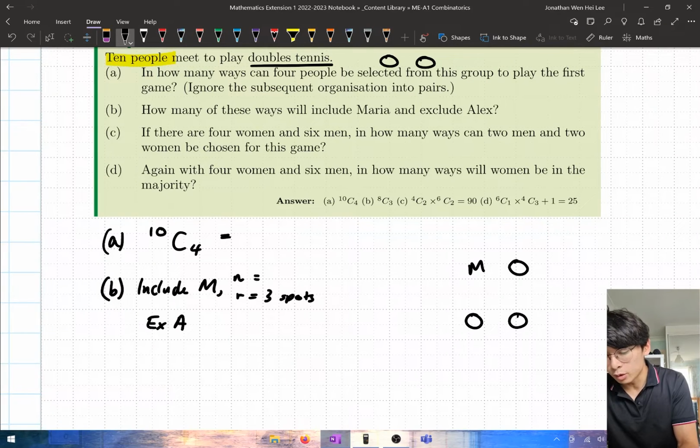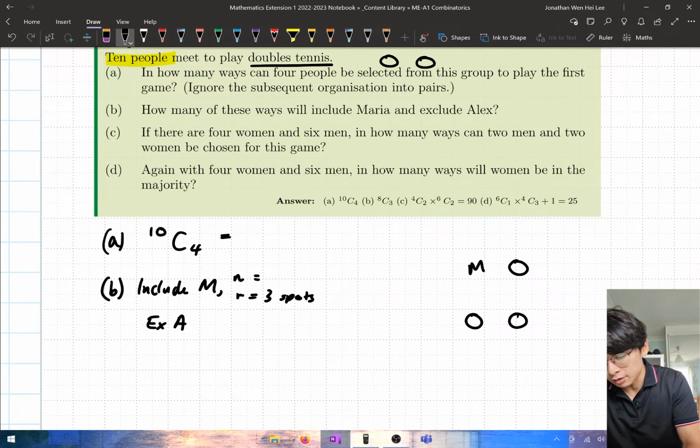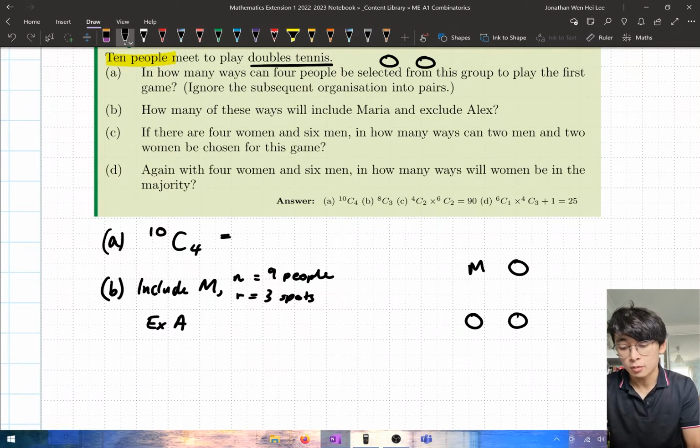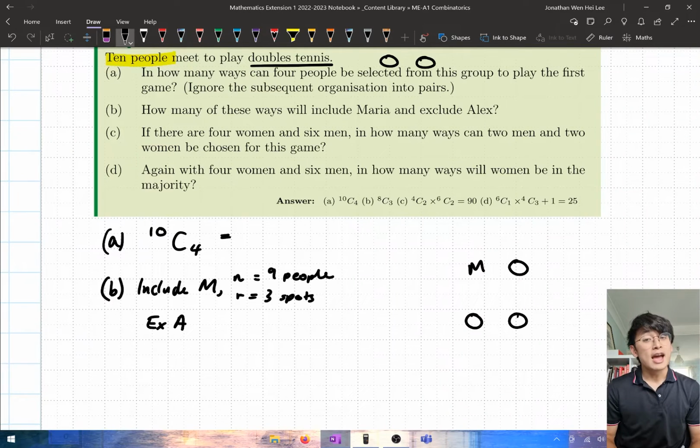How about n? We already started with 10 people. If Maria is included, that means we've already got 1 spot taken, so there's only 9 people available to choose from. So when we include someone with combinations, that means we reduce the number of possible applicants that we're choosing from, so the number of people in this case, and the number of spots also decreases.